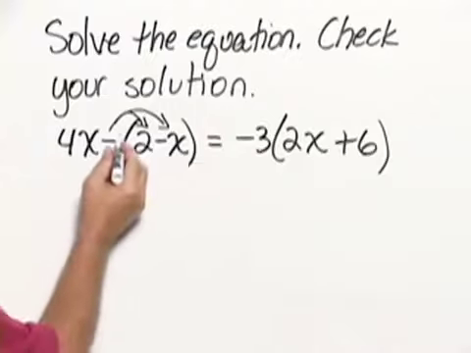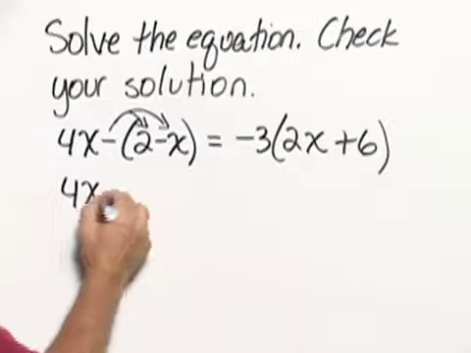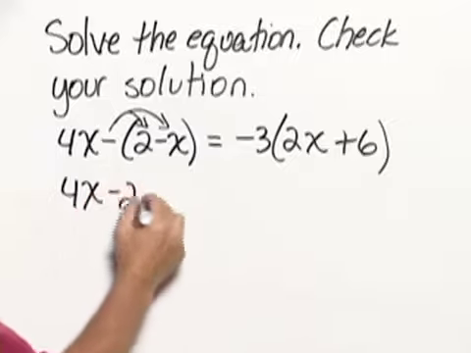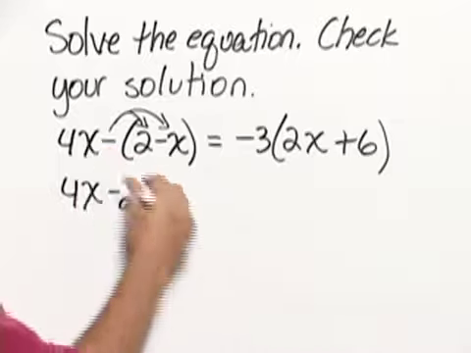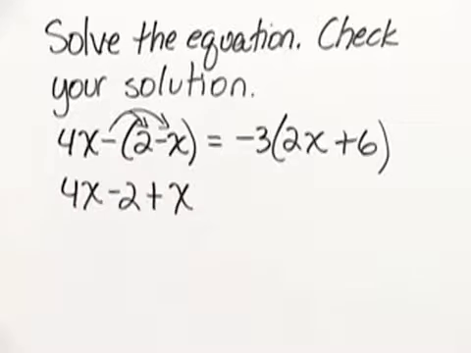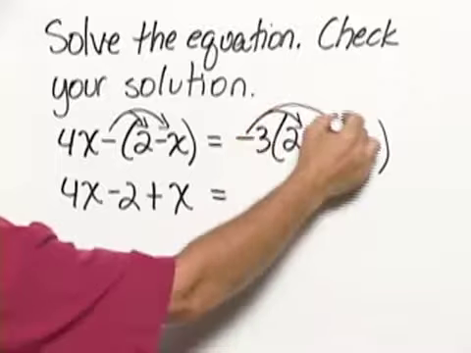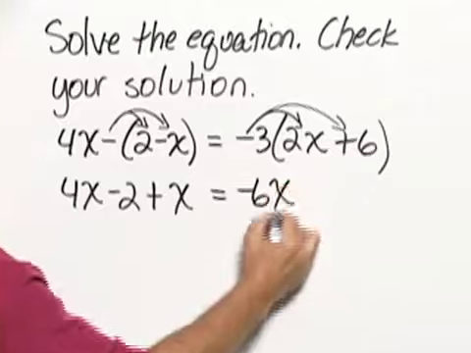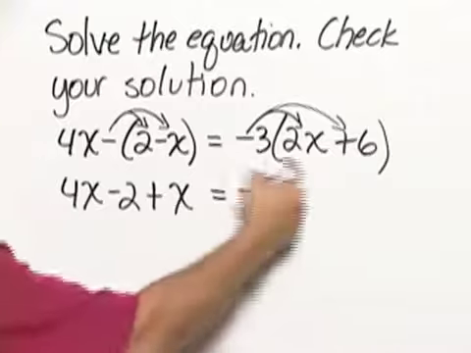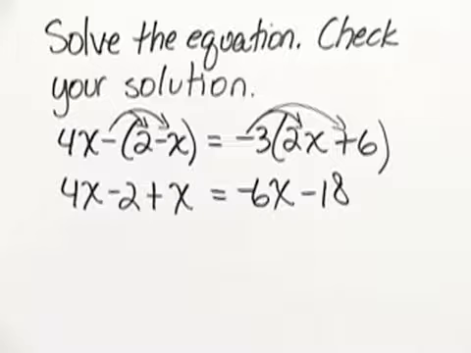You can remember that that's like having a minus 1. So we would have 4x minus 2, and then a negative times this minus is a positive x. On the right-hand side, we must distribute the negative 3. So that's negative 3 times 2, negative 6x. Negative 3 times positive 6 is negative 18.